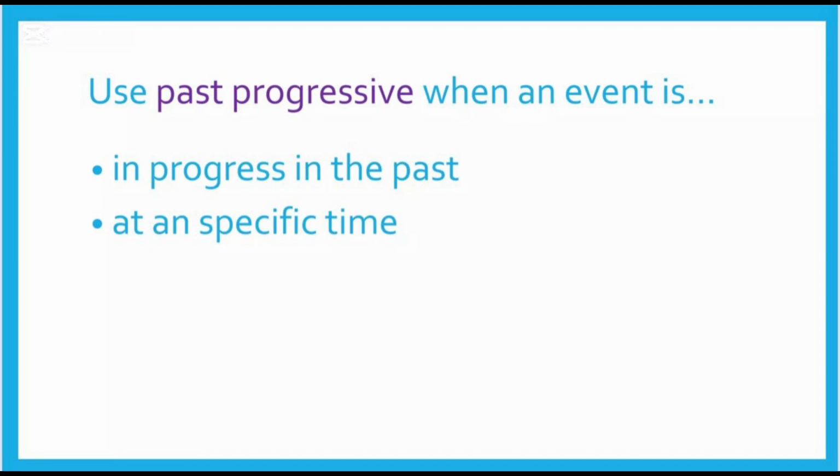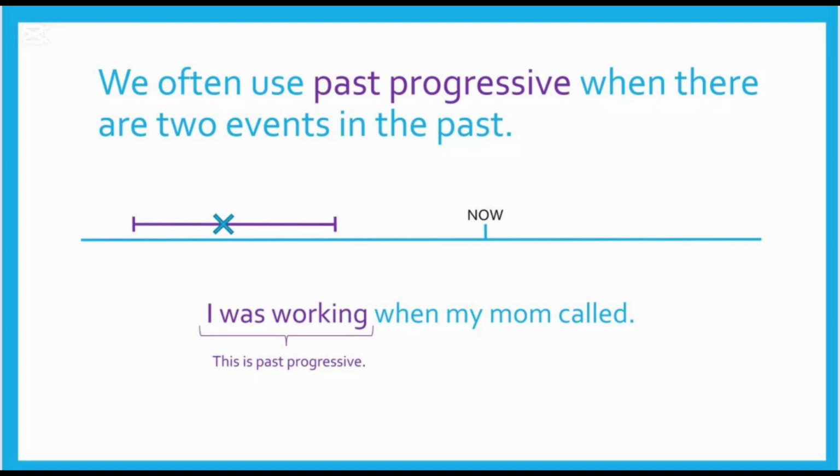To start with, we use the past progressive tense when an event is in progress in the past at a specific time, or when an action interrupted another action in the past. We often use past progressive when there are two events in the past. So an action was happening in the past, and another action interrupted it, as we explained in the last session.